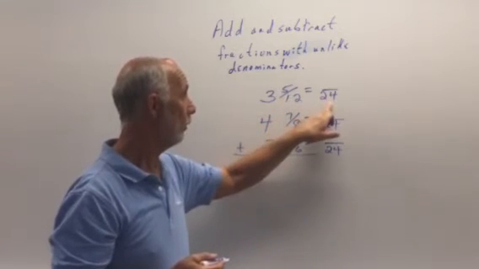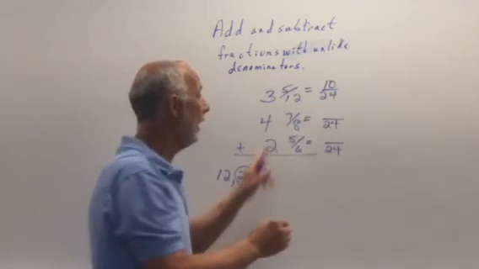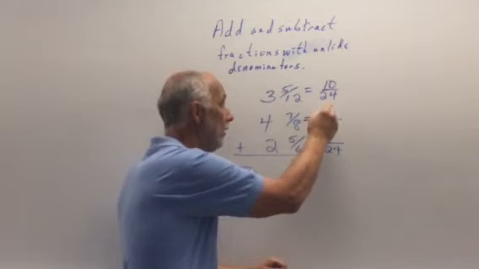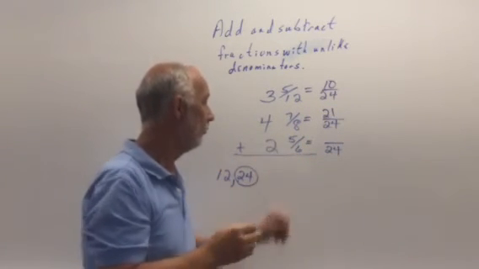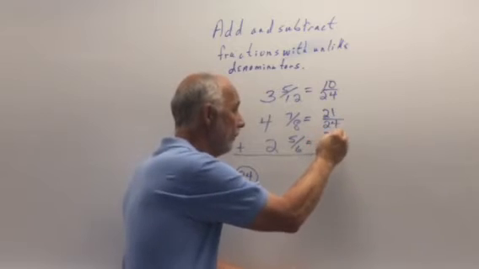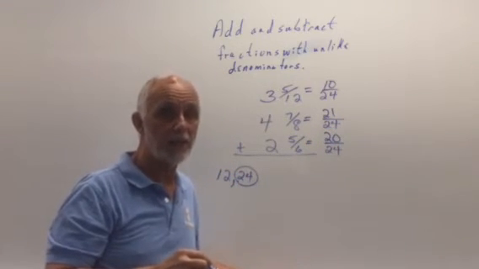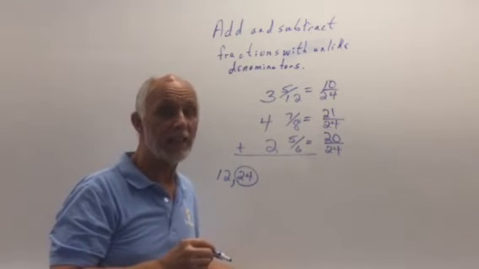12 goes into 24 2 times. 2 times 5 is 10. 8 goes into 24 3 times. 3 times 7 is 21. And 6 goes into 24 4 times. 4 times 5 is 20. Now that I have the right common denominator and I have the missing numerators correct, I can add.